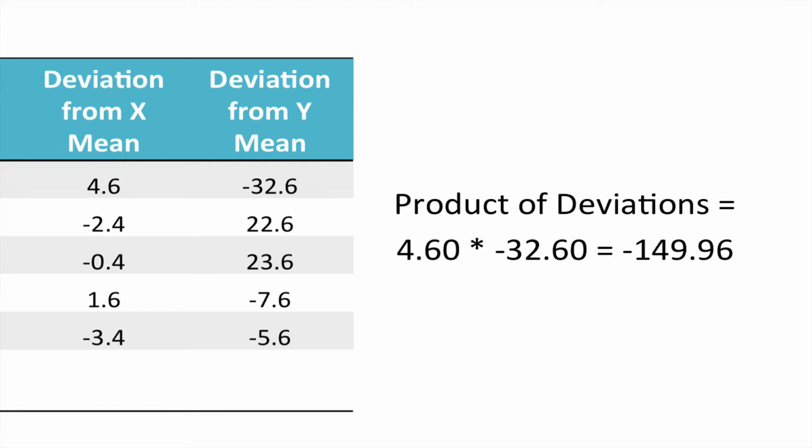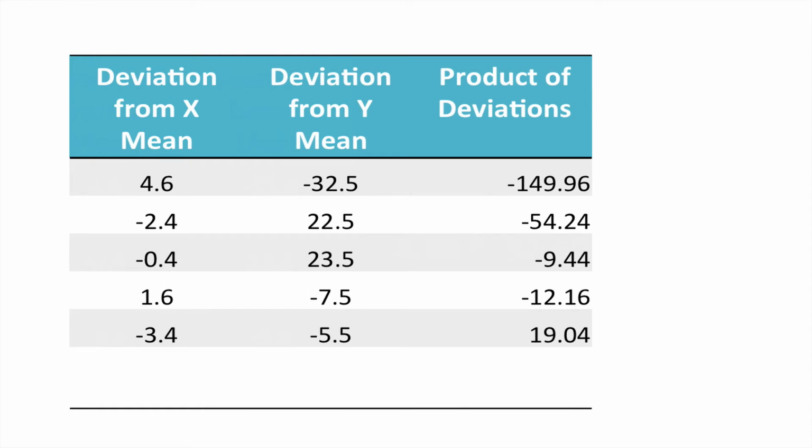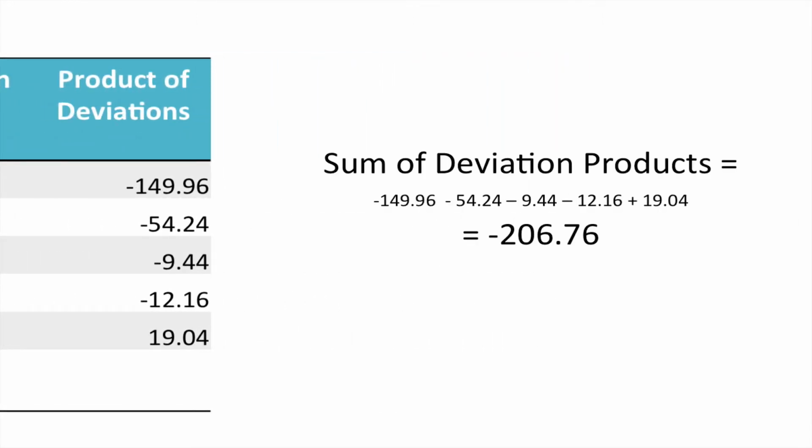The product of deviations for the first person is: their deviation for x was 4.6, and their deviation for y was minus 32.6. So we multiply them together and get minus 149.6. If we do that for all our scores, those are the products we get. Now to work out the covariance, the first thing you need to do is add up the products of those deviations. So we add all those up and you finally get a score for these data of minus 206.76.